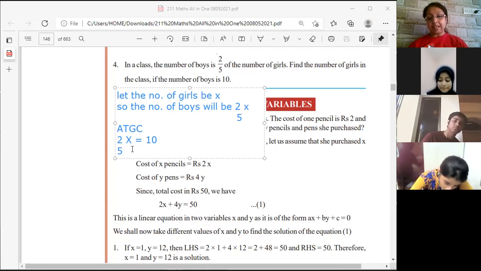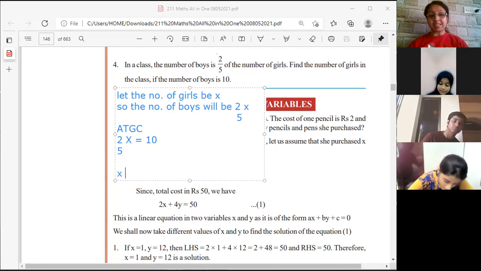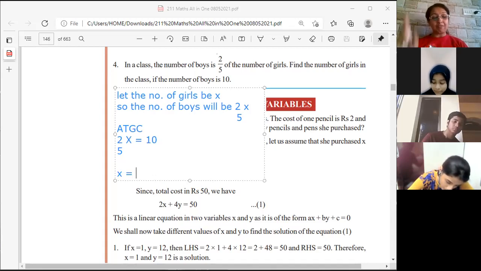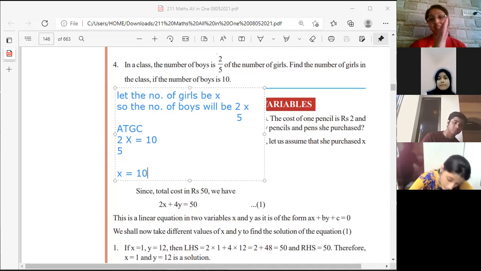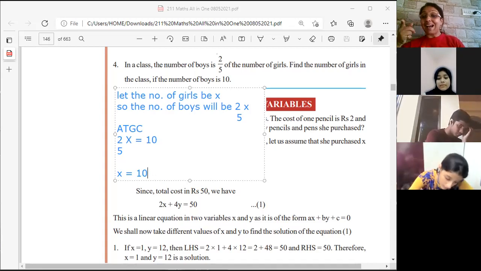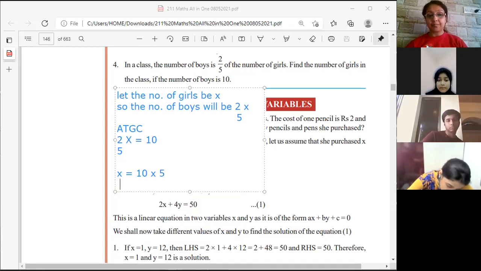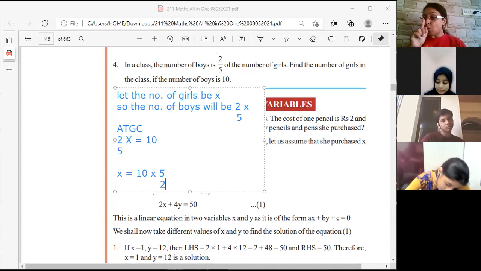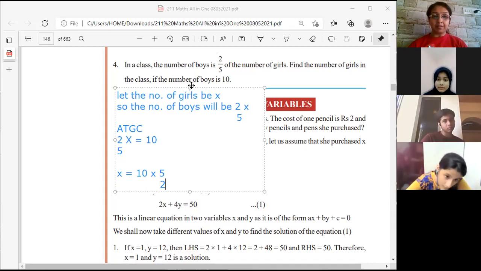Now I keep the X on this side and I want to take 2 by 5 on the other side. Tell me what will happen to that 2 by 5 if I take it from the left hand side to the right hand side? It will become the reciprocal. Exactly. We will have to multiply with the reciprocal. When I say reciprocal, what is it going to become? 5 by 2. Yes or no? So 2 ones are, if I do the cutting, 2 fives are.